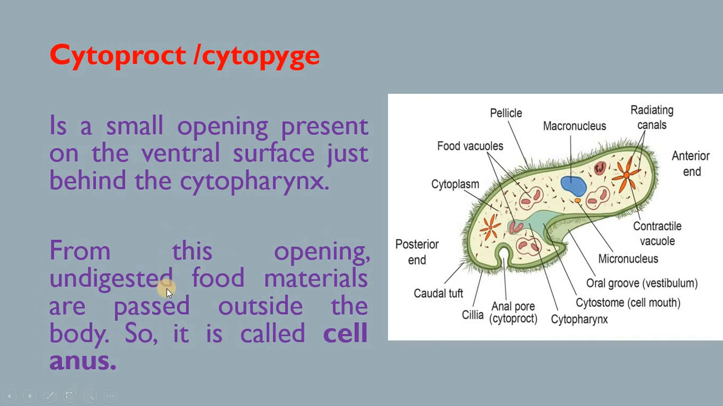From this opening, undigested food materials are passed outside the body, so it is called the cell anus. This is the cytoproct or anal pore, and it is present on the ventral surface just behind the cytopharynx. This is the cytopharynx, and just behind it is the anal pore or cytoproct, and the function is to pass the undigested food material outside the body.